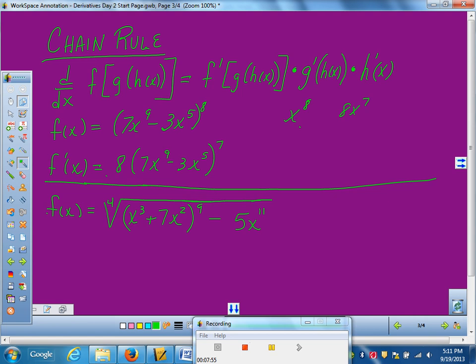Now, keep your eye on the original problem. We've done the eighth power that was outside it. The next thing inside is the quantity. So when you times, you're starting a parenthesis, you're starting a new quantity, and you're getting 63x to the eighth minus 15x to the fourth, because that's the inner function doing its derivative. And in this case, that's all the farther we go, because we've made it to the inside.